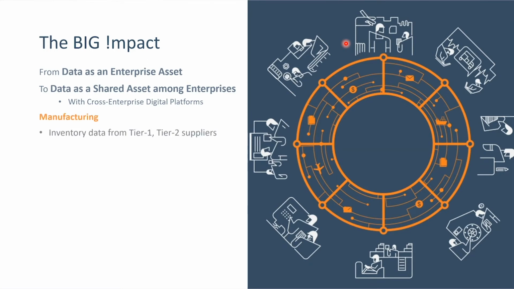For example, if you are a manufacturing entity, then imagine the power of having visibility into the inventory data of your tier 1 and tier 2 suppliers. Not only that, you can then combine it with analytics and machine learning to share not only inventory data, but forecasts of inventory and demand.